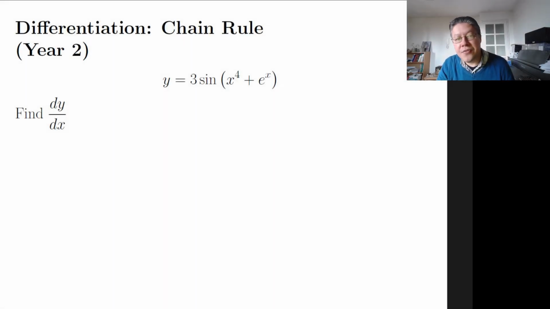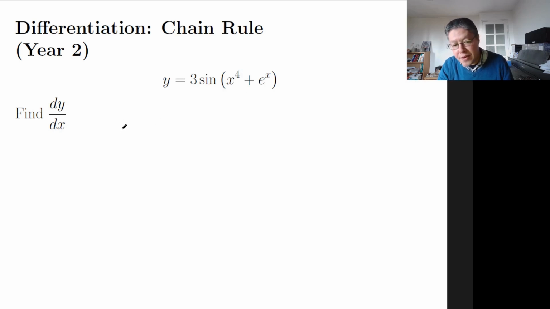Okay, so in this video we'll be doing differentiation using the chain rule. And we're given a function y equals 3 sine of x to the 4 plus e to the x, and we need to differentiate it. So we can see that this is chain rule because there's a function inside a function. We have x to the 4 plus e to the x inside the sine.